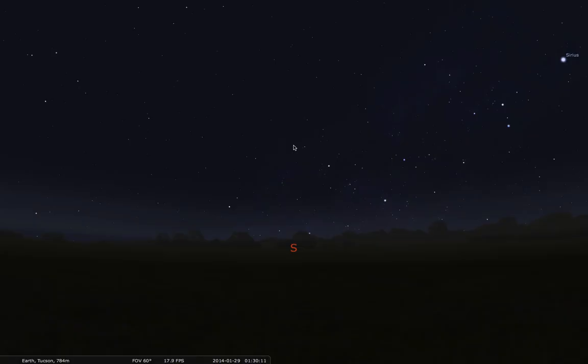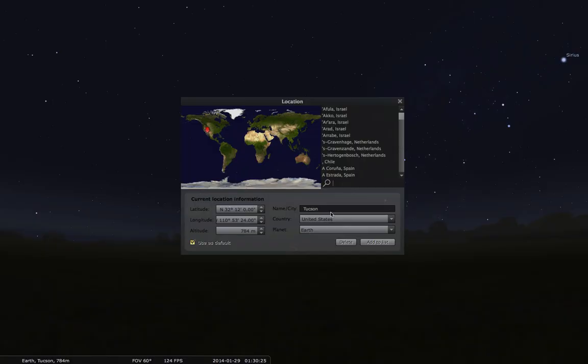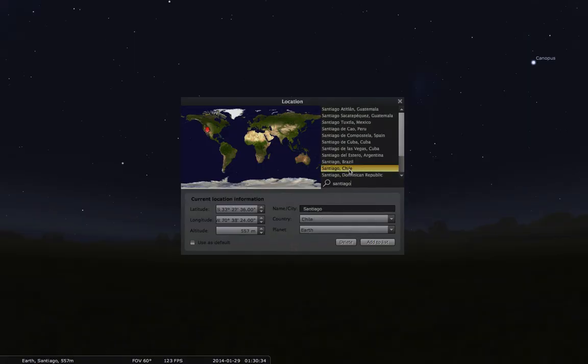This program is free, by the way, and it's very convenient, so I recommend that you download and play with it throughout the semester. It could be really helpful in planning observations. So as I open the program, you can see that my default location is set to Tucson, but I want to go to the southern hemisphere, so let's go to Santiago, Chile. And then I'll close this.